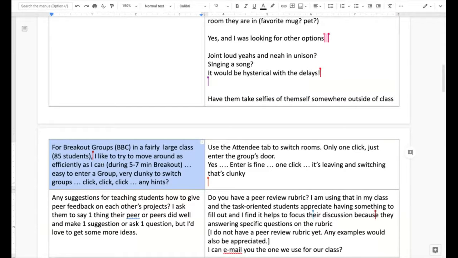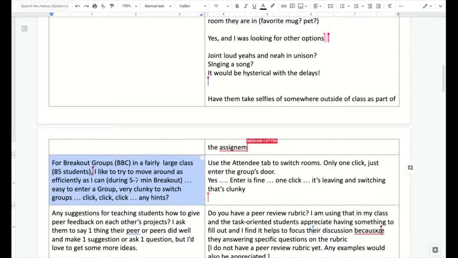All right. The next one for breakout groups in a Blackboard Collaborate in a fairly large class. I like to try to move around as efficiently as I can. It is so clunky to switch groups. Really good observation, and it is really hard.